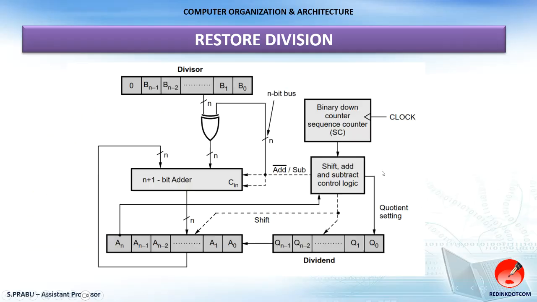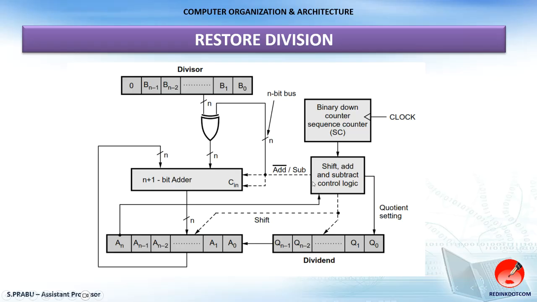Let's see the circuit diagram deeply. Here, A and Q registers are two separate registers, but they are arranged in a serial manner and treated as a single register. That means when we do that shift operation, the content of both the registers are involved. We will see it in the example problem.